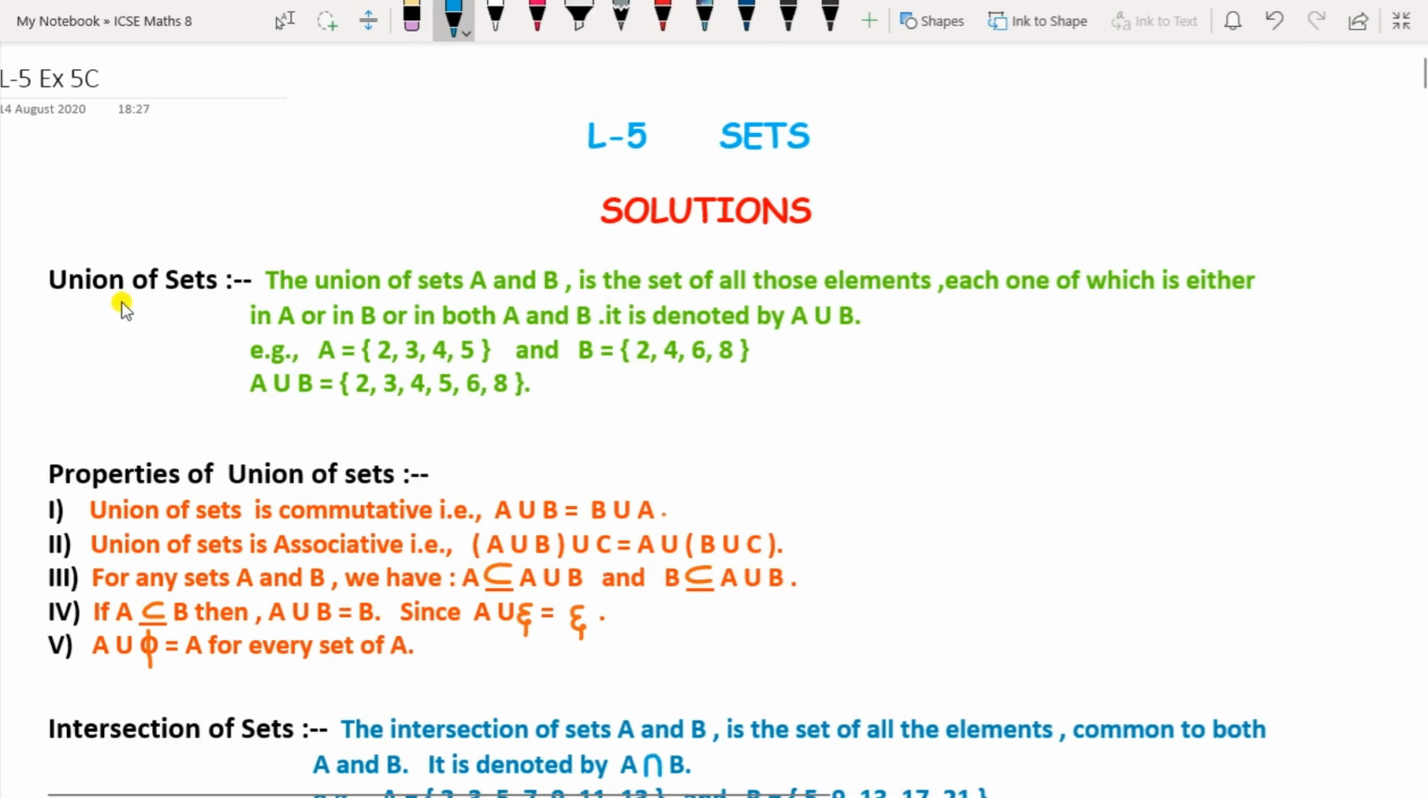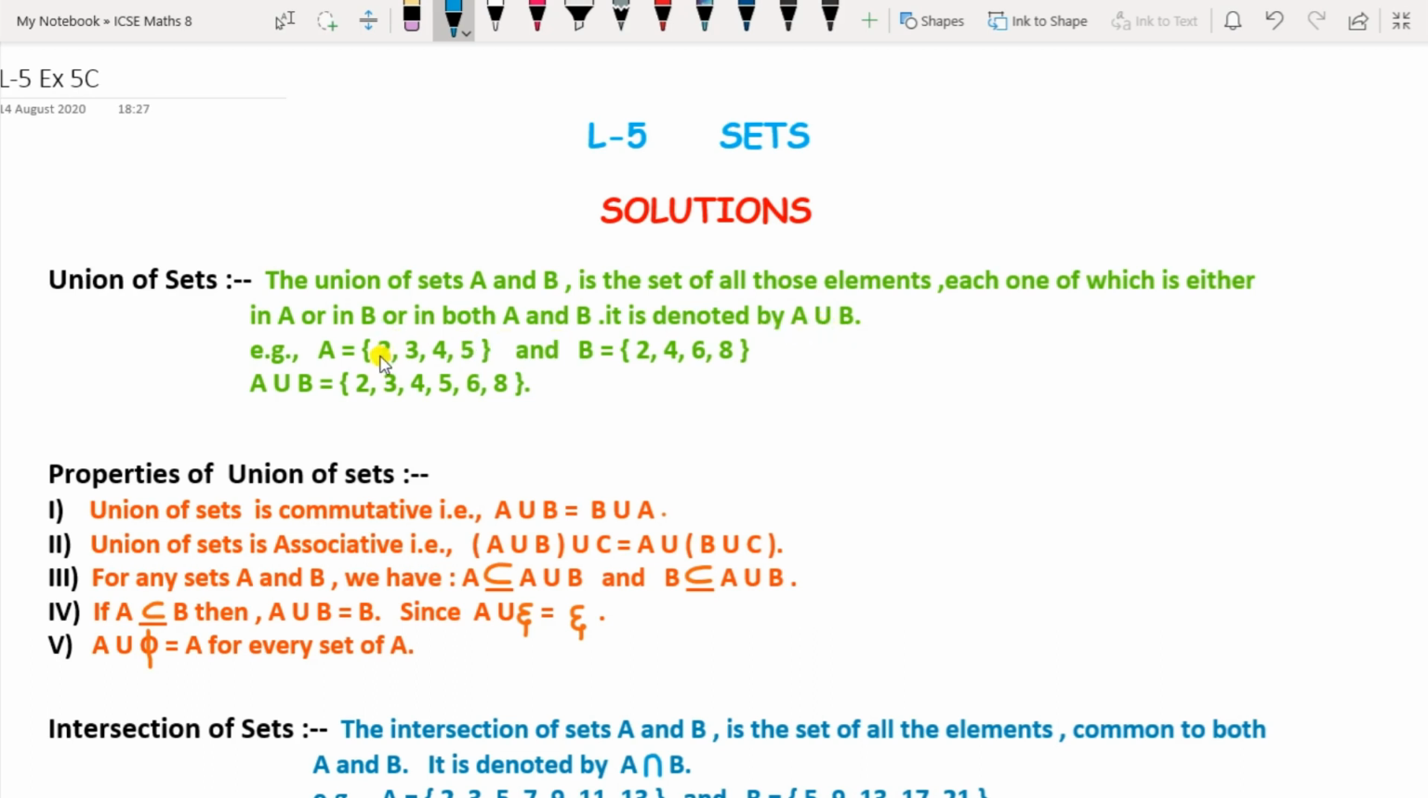First definition is union of sets. Union of sets means, as the name itself suggests, that it combines the two sets. So the union of sets A and B is the set of all those elements, each one of which is either in A or in B or in both A and B, and it is denoted by A union B. This is the symbolic representation of union. You have to write A union B, the first set and the second set, and the union symbol is U here.